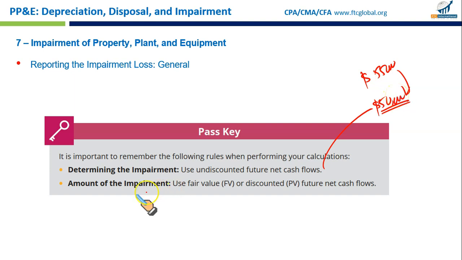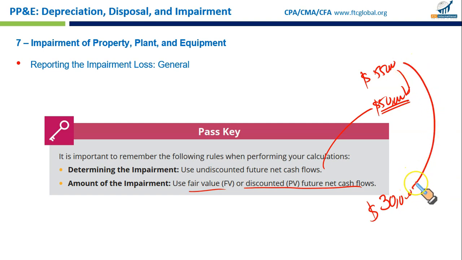And the second part is the amount of impairment. Use fair value or discounted PV of future net cash flows. Let's say after determining that there is an impairment, if the fair value isn't available, but the present value of future cash flows is $30,000, we will take this as the value to calculate the impairment loss. We'll take this $30,000, the present value of the future cash flows, and compare it with the carrying value of $55,000. In this case, the loss would be $25,000.